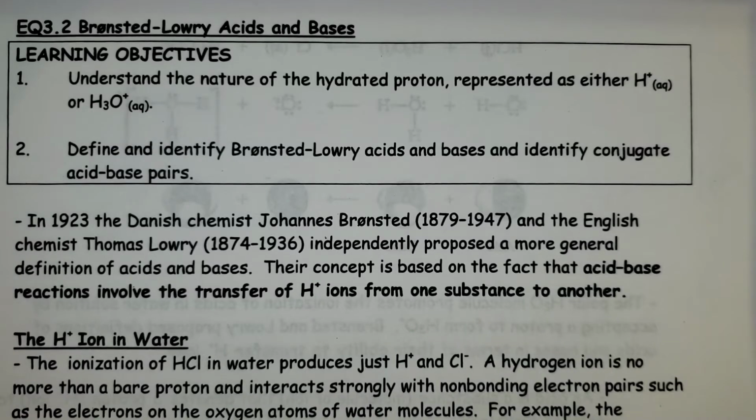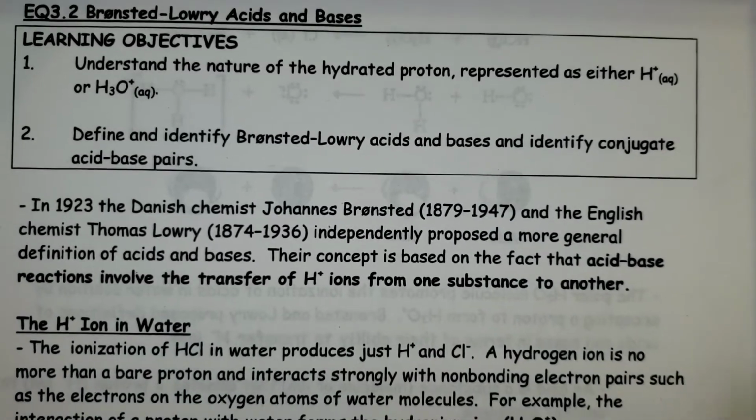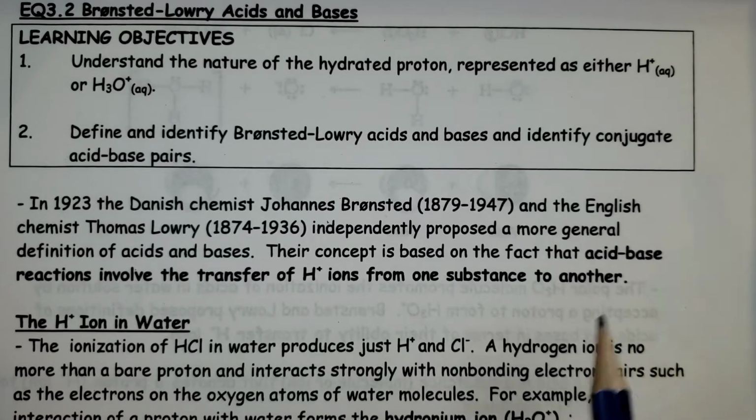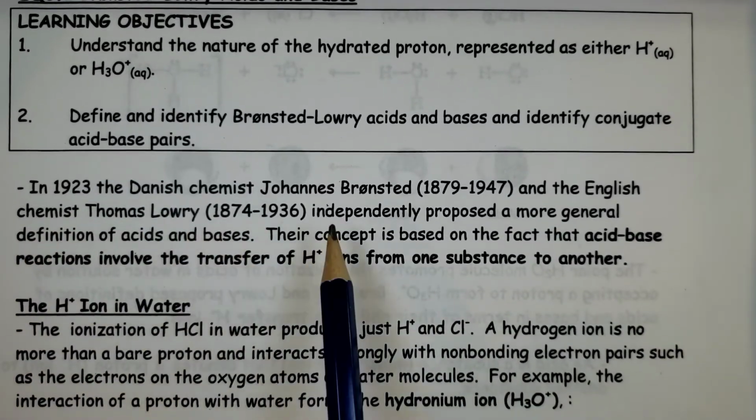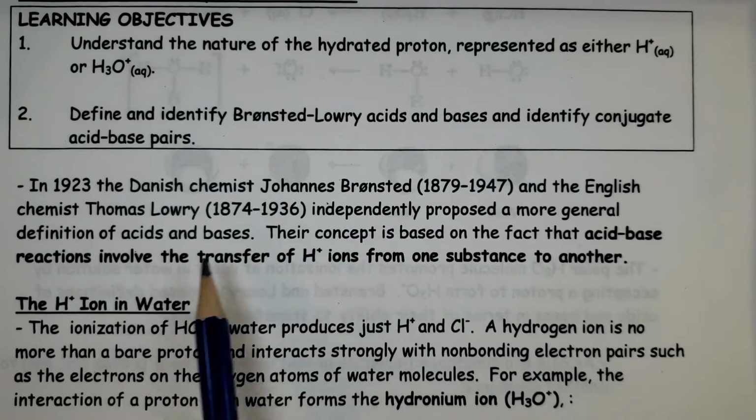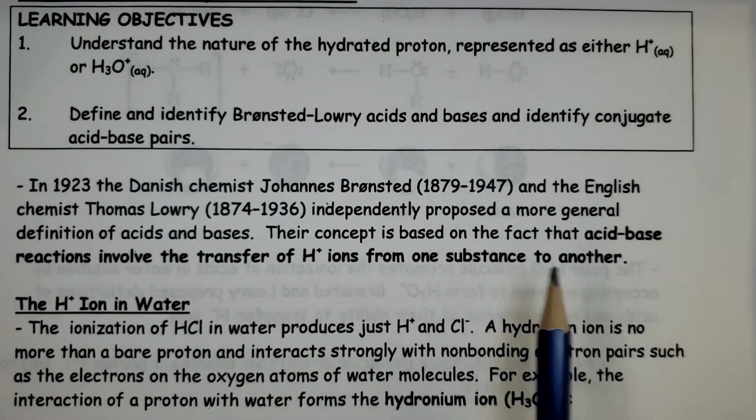In the previous section we looked at the Arrhenius definition, in which an acid is something that dissociates or breaks down and releases H plus ions, and a base is something that dissociates or breaks down and releases OH minus ions. In 1923, the Danish chemist Johannes Bronsted and the English chemist Thomas Lowry independently proposed a more general definition of acids and bases.